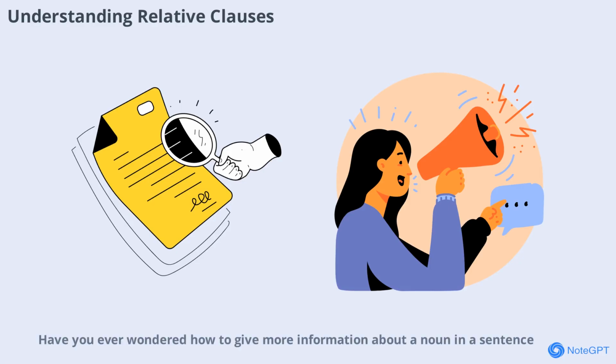Ever wondered how to give more information about a noun in a sentence? That's where relative clauses come in. Today, we're diving into the world of restrictive and non-restrictive relative clauses, focusing on how relative adverbs like where, when, and why are used. These clauses help us add details, clarify meaning, or simply provide extra information. But not all relative clauses are created equal. Some are essential to the sentence's meaning, while others just add a little extra flavor.